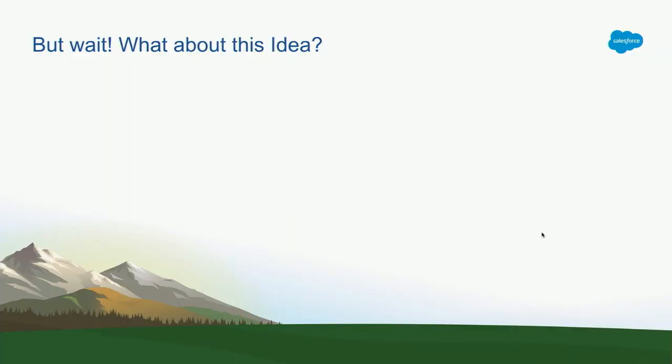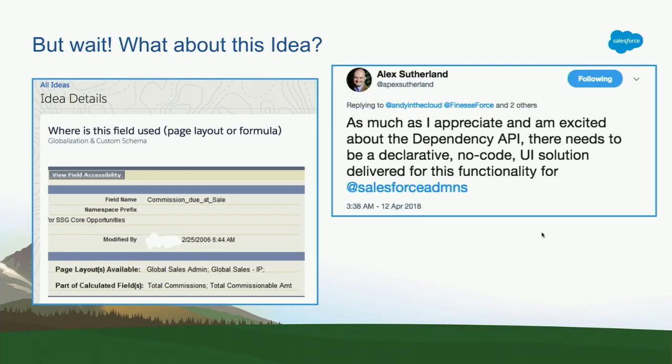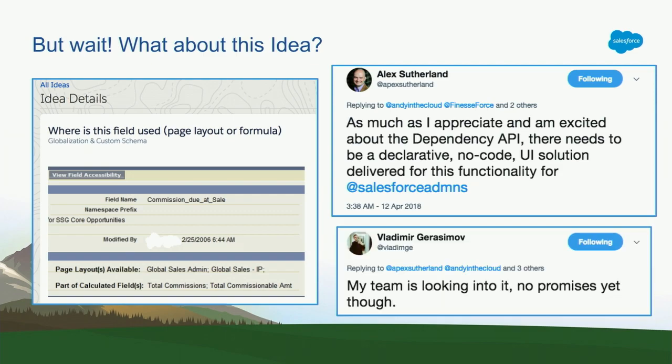Okay, but wait, what about this idea we're saying? Particularly Alex. Thank you, Alex. Never satisfied. So, one of the product managers that works in the team I work in, Vlad, responded. His team is on it. He's been looking at the dependency API. As I said earlier, it is the first step in providing more user experience and insight into your org. So watch this space. I know Vlad is very keen to get that in your hands as soon as possible.